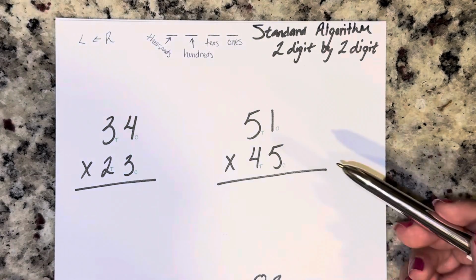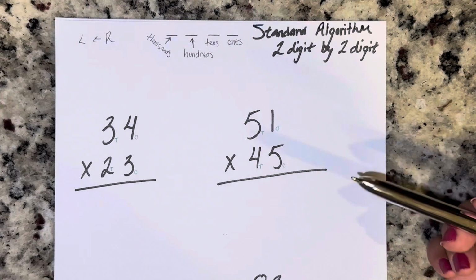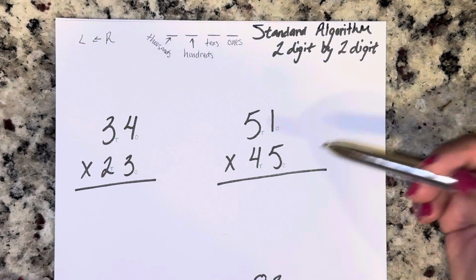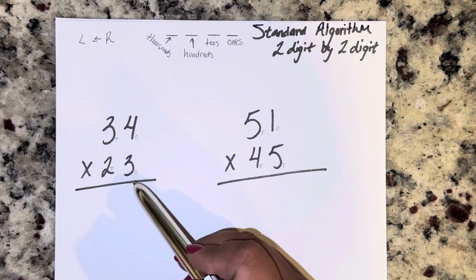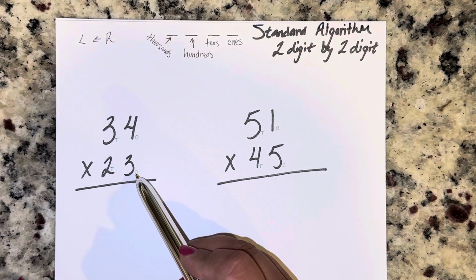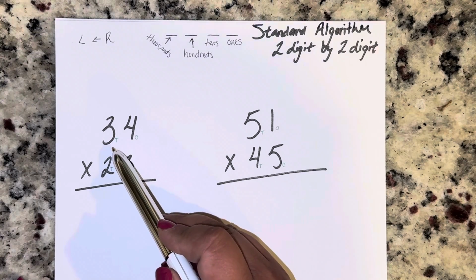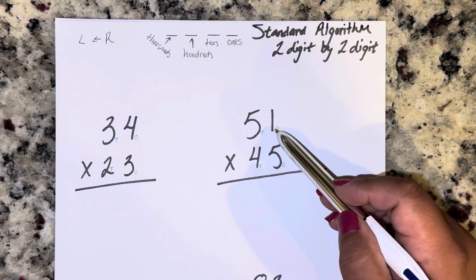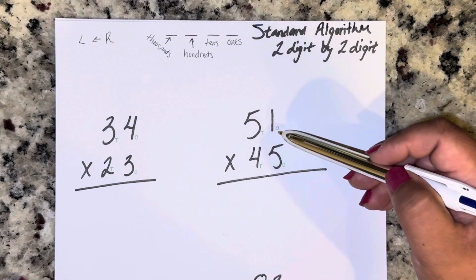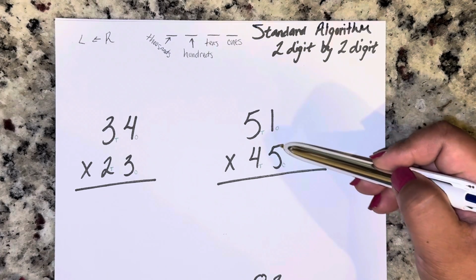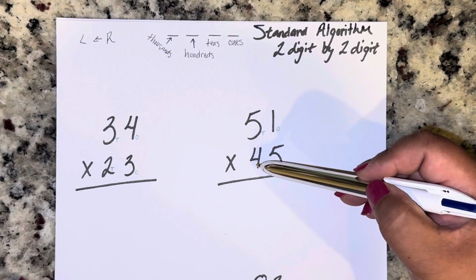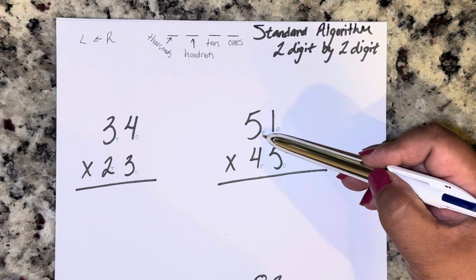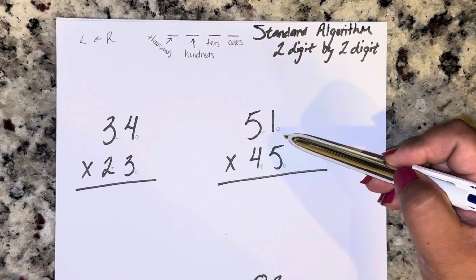For our first two examples, I have indicated the positions, the places, with an O for the ones place. We have a 4 as well as a 3. And in our tens place, we have a 3 and a 2. For 51 times 45, we have the same. In our ones place, we have 1 and 5. And in our tens place, we have 5 and 4. So it's indicated by a T for our tens and an O for our ones.